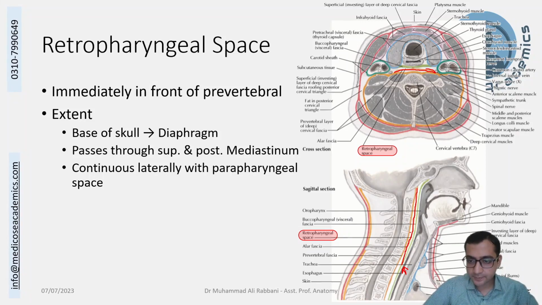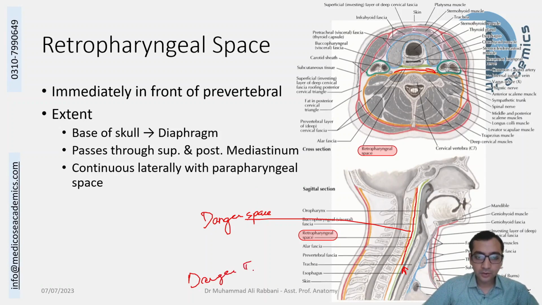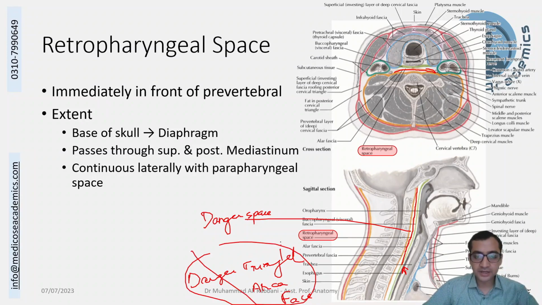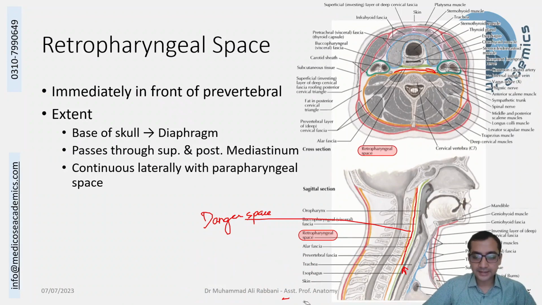In the books, you will read another terminology. For the part that is behind it, you will read the word danger space. Don't confuse it with the danger triangle. The danger triangle, the danger area of the face, is where you are not allowed to burst your pimples, as that can lead to cavernous sinus thrombosis. So don't confuse it with the danger space.